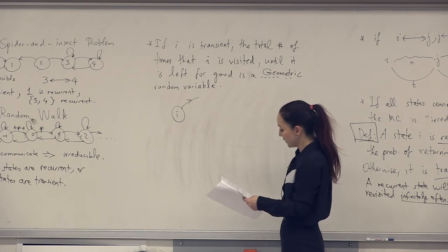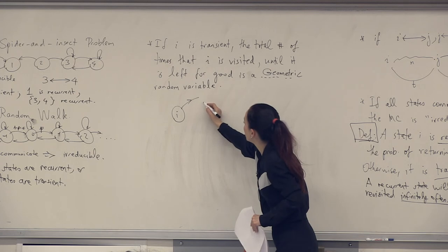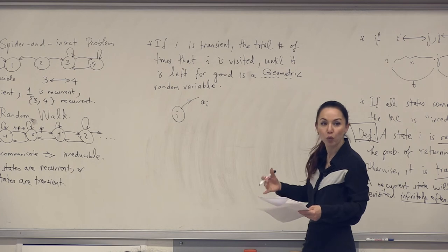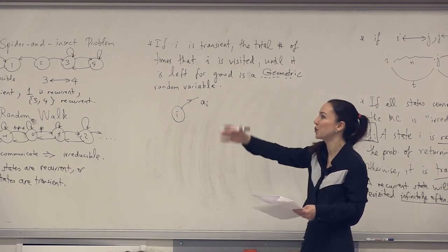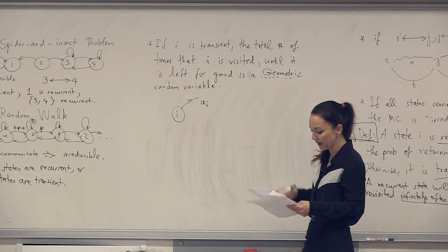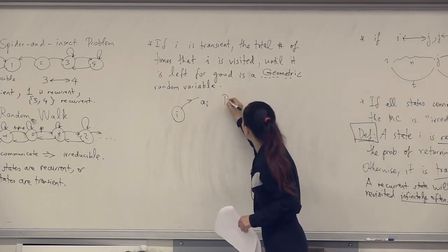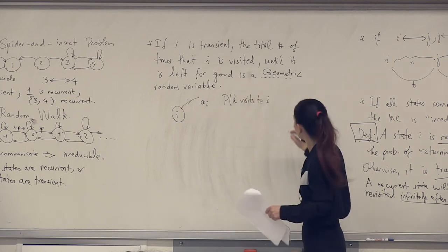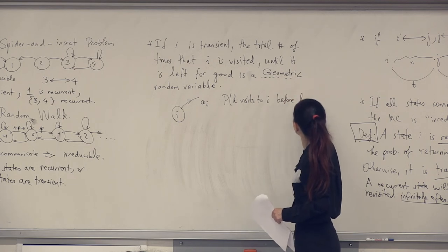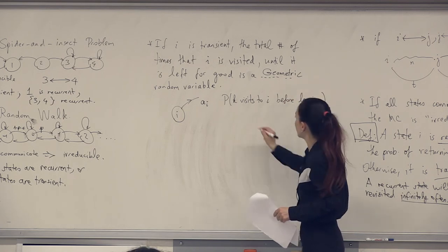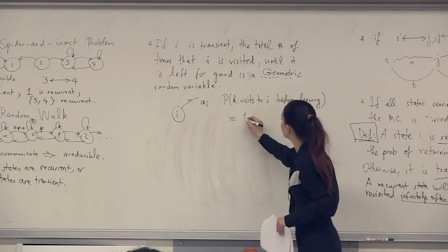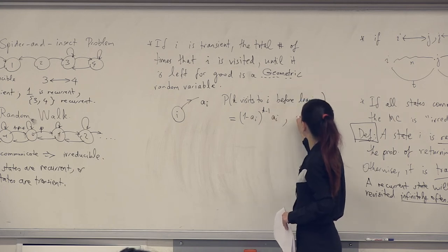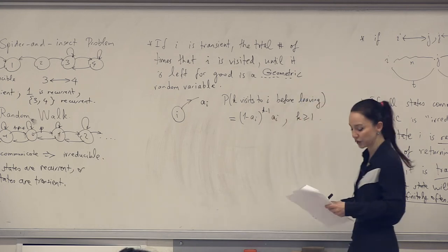Because every time we are in i, there's a probability, let's say a_i, of leaving for somewhere else, one of the recurrent classes, and never come back. So the probability of making k visits to i before leaving is given by (1 minus a_i) to the k minus 1 times a_i, for k greater or equal to 1. And that's a geometric distribution.